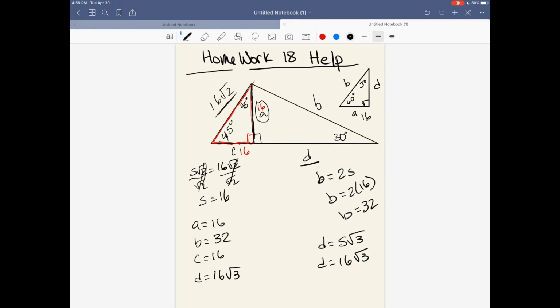Let me just plug them in really quick to double check that we have the right answers. I don't want to give you guys wrong answers on these. So 32, 16, and 16 square root of 3. Check answer. Bingo, good job. All right, there you go, guys.